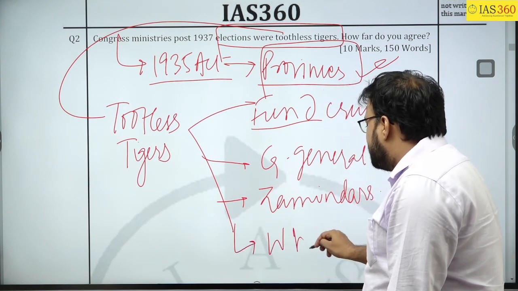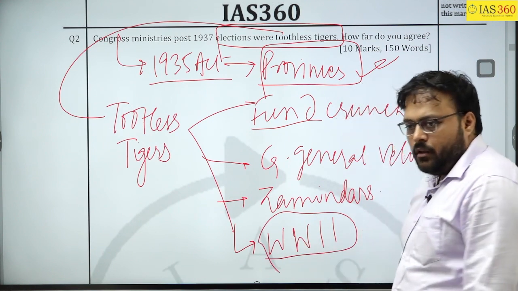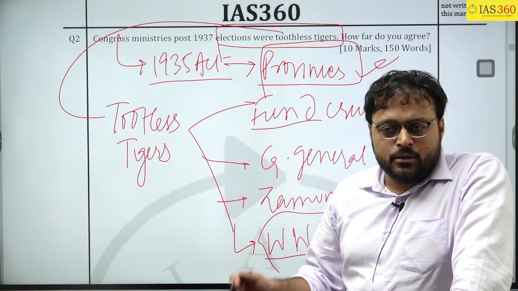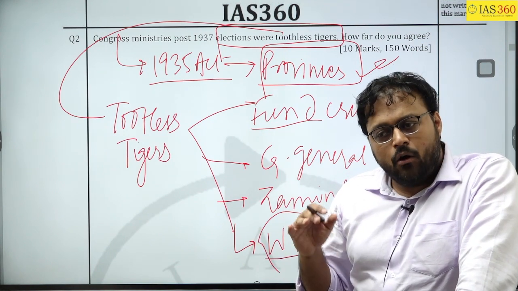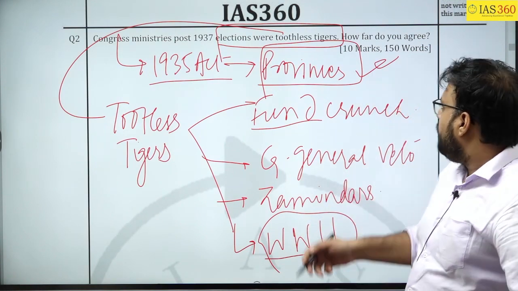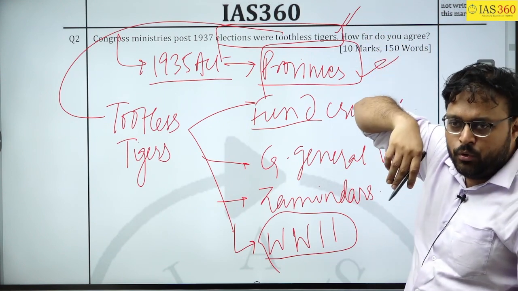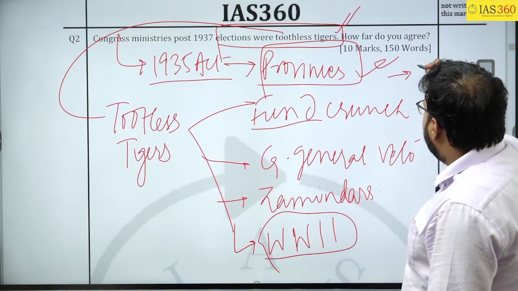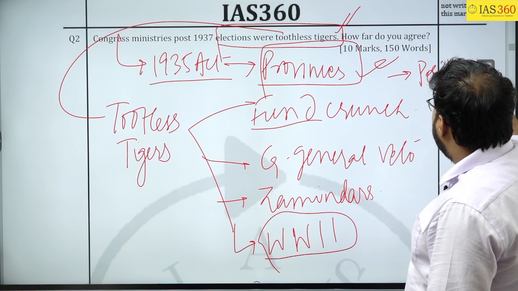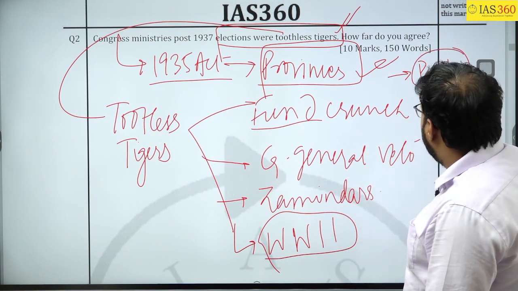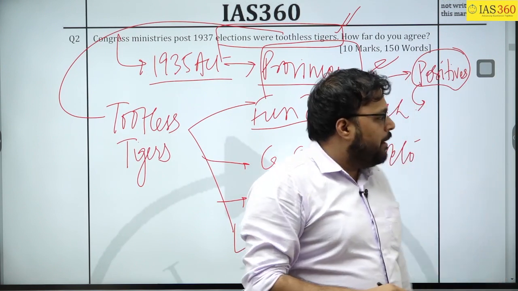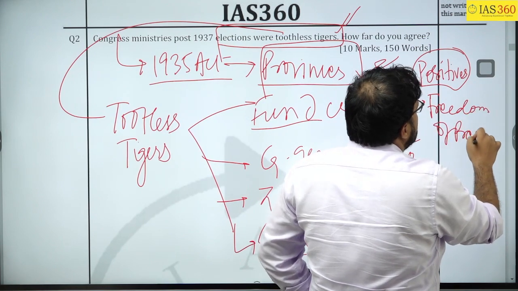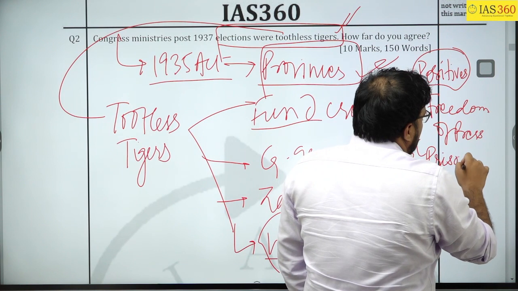Then you can talk about the Second World War, which was about to start at that time, and therefore there was little scope for them to bring any drastic or radical reforms. Now the question is asking about the toothless tigers only. It doesn't mean that you will talk only about the toothless tiger. You will also talk about what were the positives of the 1937 election. For the positives, you can mention how the freedom of press was restored, how the prisoners were released.